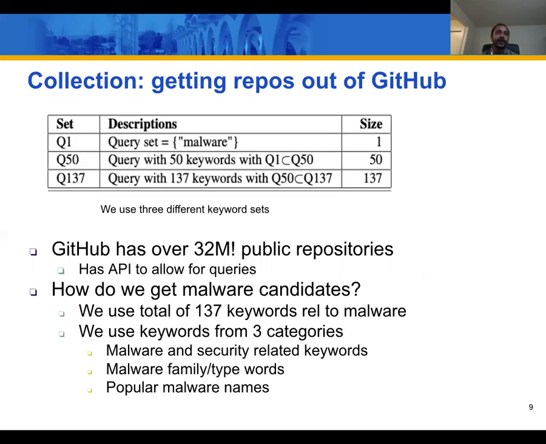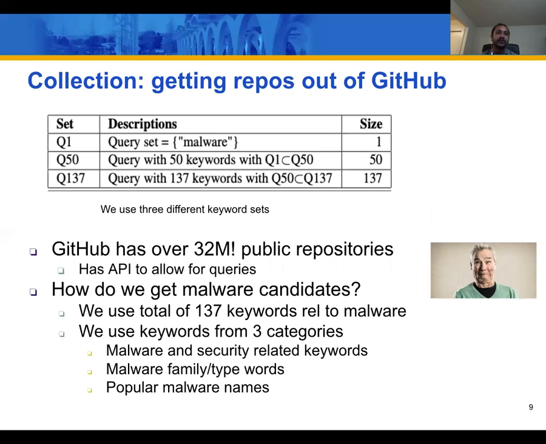So how can we collect these repositories? GitHub has over 32 million public repositories. So this is huge. But we can process this much data set. So how do we get malware candidates? To get the malware related repositories, we use some keywords that are related to malware.